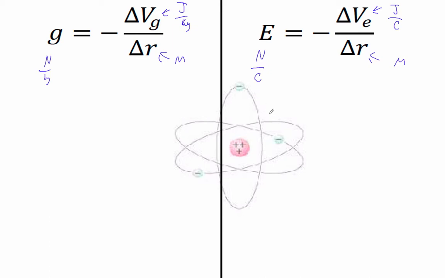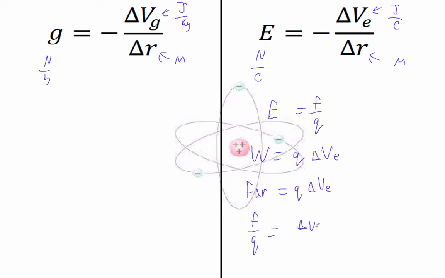Now, remember that electric field is force divided by charge. Also remember that work is equal to charge times the change in electrical potential, and work is force times distance. So force times, in this case, I'll use r as my distance, equals q times the change in electric potential, right? Then if I mess around with this, I divide this side by q and this side by r, and I get F over q is change in V over r.